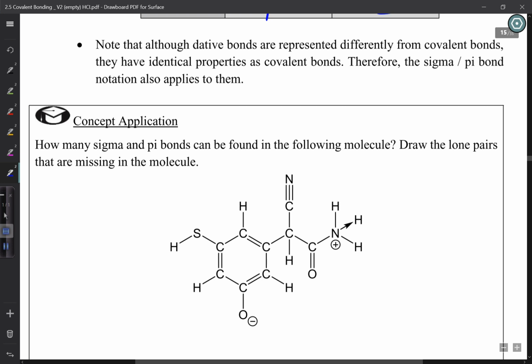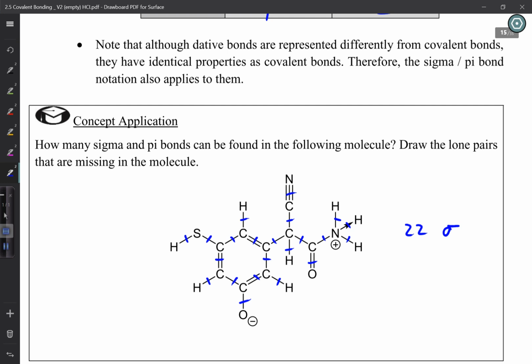So we know that single bonds are definitely sigma bonds. So these are sigma bonds, 2, 3, 4, 5, 6, 7, 8, 9, 10, 11, 12, 13, 14, 15, 16, 17, 18, 19, 20, 21, 22. So there are 22 sigma bonds. Take note that for this double bond, it's made out of one sigma and one pi, right? So it still contains a sigma bond.